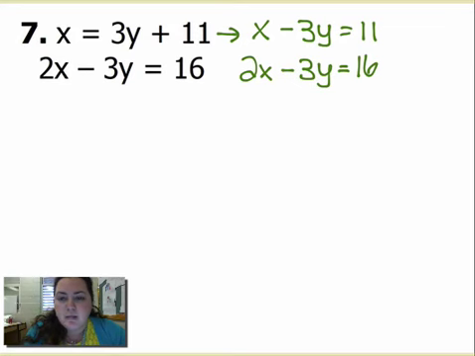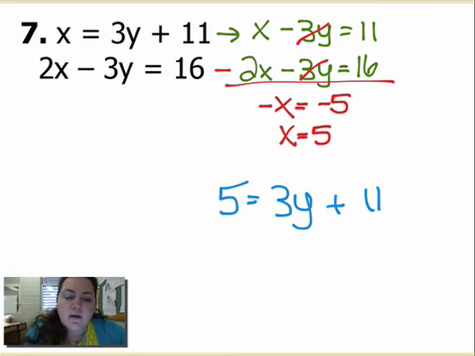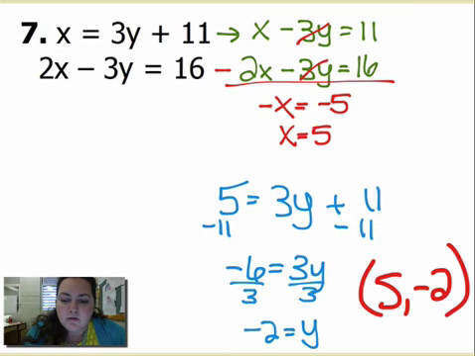On both equations, I have a minus 3y, so I'm going to subtract. They're the same sign, I subtract. They're going to cancel the y's. So I have x minus 2x gives me negative x, and 11 minus 16 gives me negative 5. Change the sign of both, I get x equals 5. Now I can plug 5 in. I plugged it into that first equation, so it's 5 equals 3y plus 11. Subtract 11, I get negative 6 equals 3y, which means y equals negative 2. So my answer is 5, negative 2.